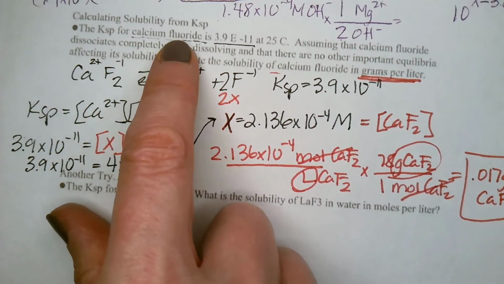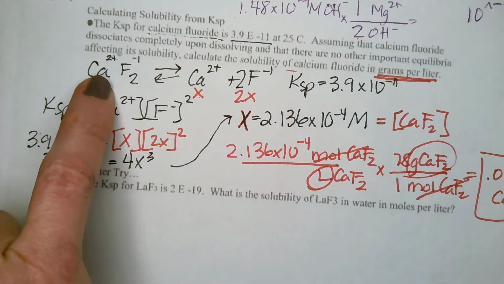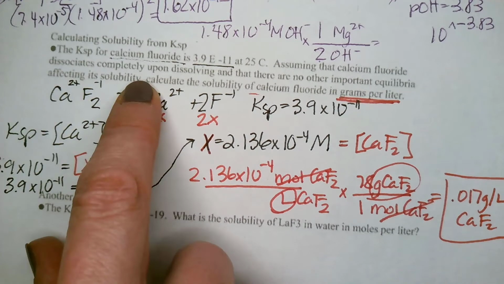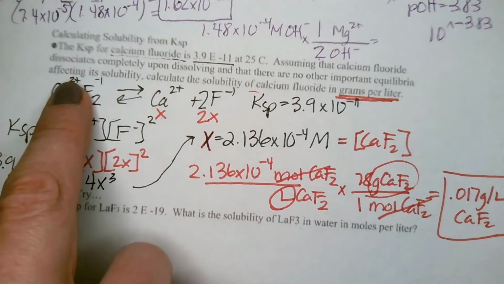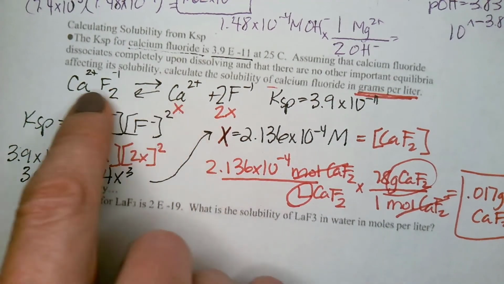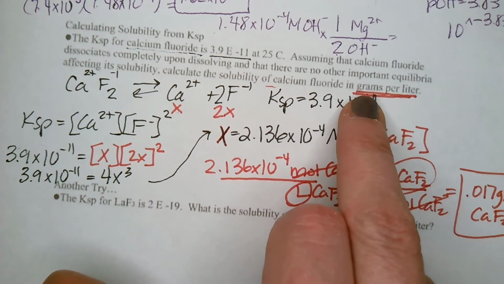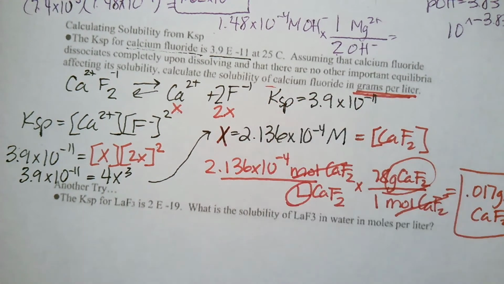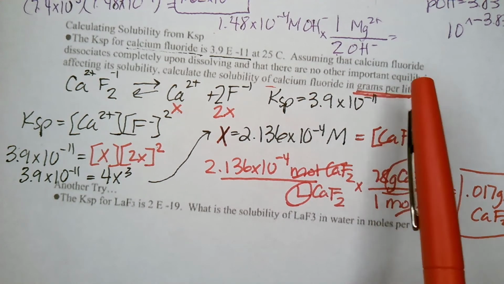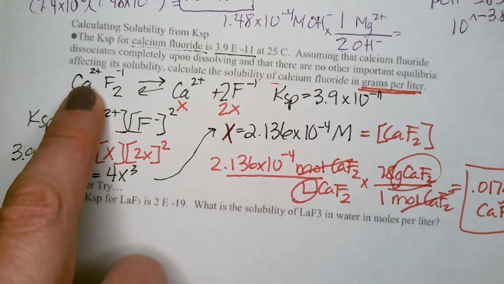We were told that we had calcium fluoride, CaF2, and I know that by looking at the charges and crisscrossing my charges. Calcium fluoride dissociates completely, and there are no other common ions affecting its solubility. So we have Ca and we have 2 Fs. We want to find grams per liter of calcium fluoride. Well, if it was moles per liter, that would be molarity. So we want to get there, and then we can go to grams per liter.